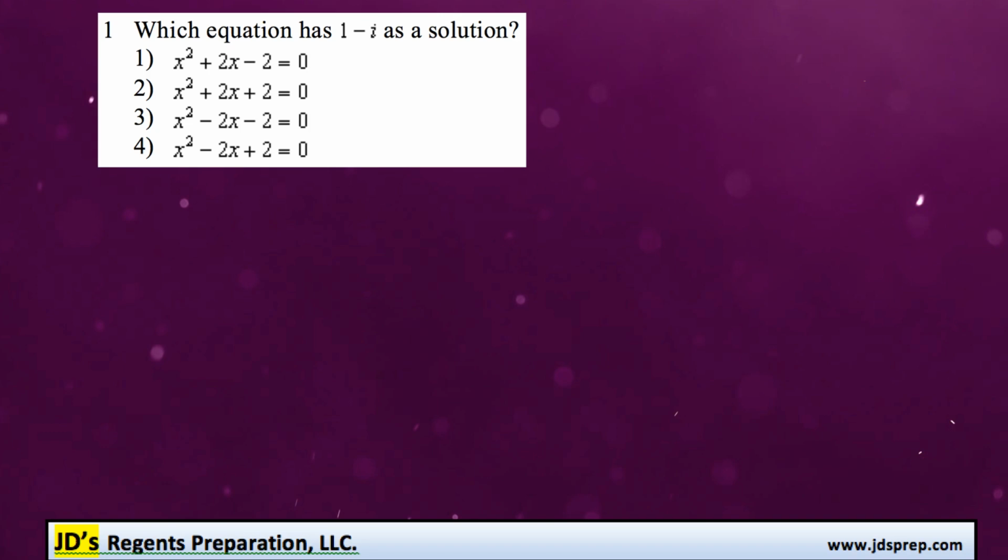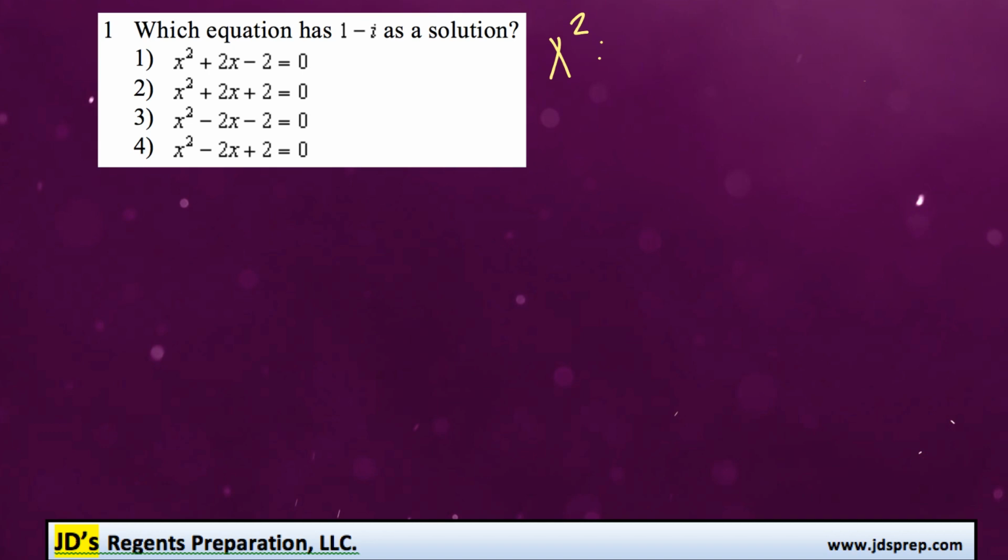So in this problem, we're trying to find out which one of the four equations has 1 minus i as a solution. Notice that of the four equations, they're all quite similar. They all involve an x squared, and they all involve a 2x. So I think what might be helpful is to figure out what those are equal to, knowing that 1 minus i could be a replacement for x.